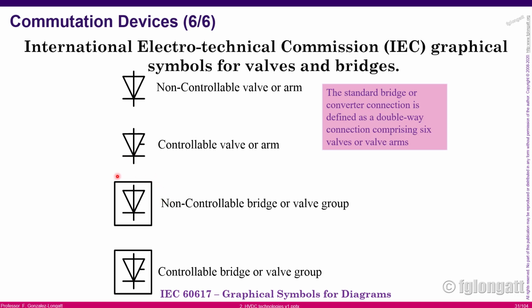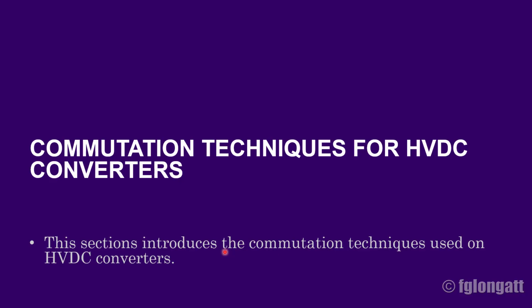Over here, when we use the pots, it's because we have a bridge. When we combine several valves, several switches, several arms, we are talking about a bridge, okay? And this is the case for a non-controllable bridge, like a classical rectifier using the diodes. And here we have a controllable bridge that is created basically using thyristors, okay? Keep in mind those symbols because those symbols will be used later, okay?